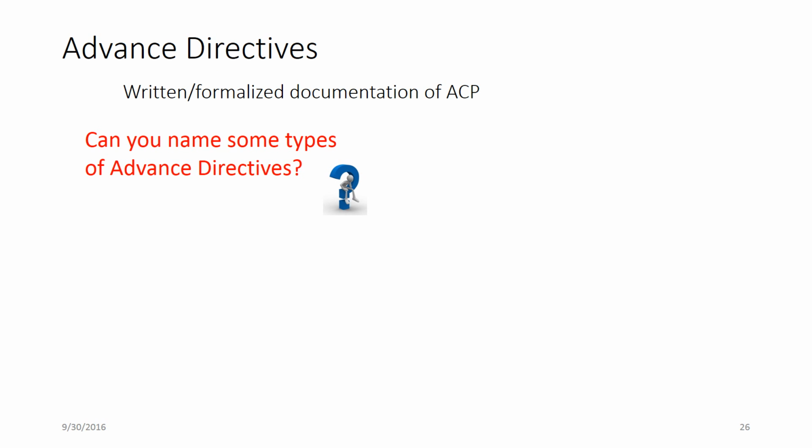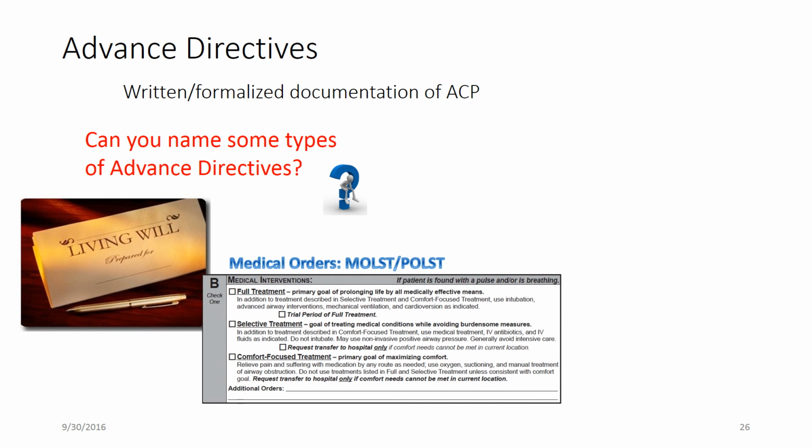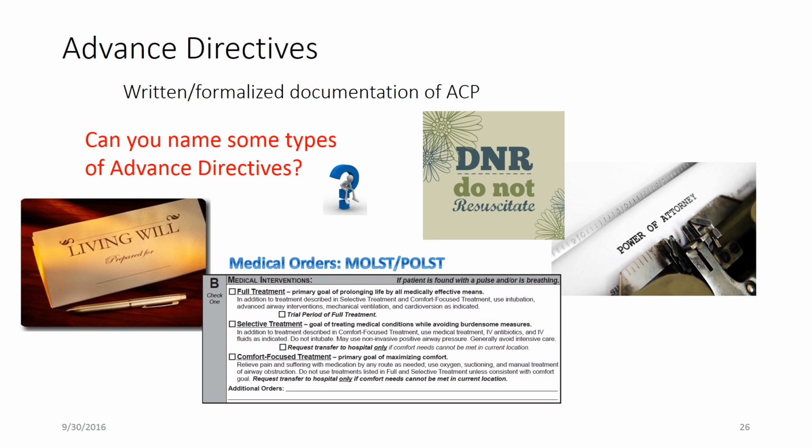So can you name some types of advanced directives? So the living will, do not resuscitate orders, powers of attorney, or medical orders such as MOST are all types of formalized documentation for advanced care planning.